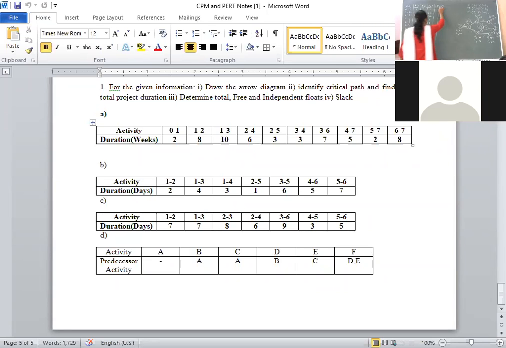Right now, we have to calculate latest finish time. Latest finish starts from the end node or terminal event. From the network diagram, what is the L1 value? 2. Latest start time is nothing but latest finish time minus Tij. That is 2 minus 2, 0. Initially write down the end node values. L2 value is 16. L3 value is 12. L4 value is 22.